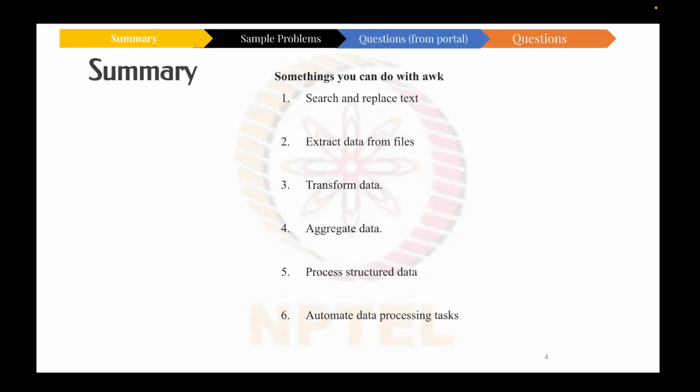Here are some of the things that you can do with awk. First is search and replace text. awk provides powerful regular expression support, which allows you to search for specific patterns in text data and replace them with other text. This can be useful for tasks such as finding and replacing specific words or phrases in a document.